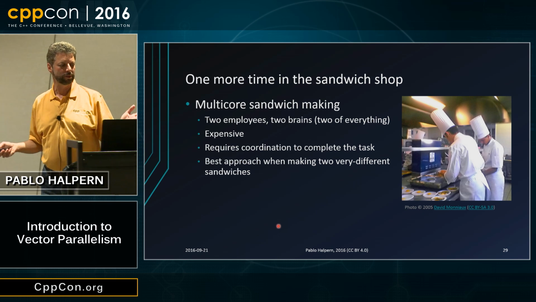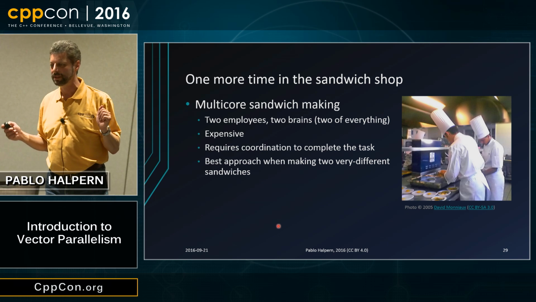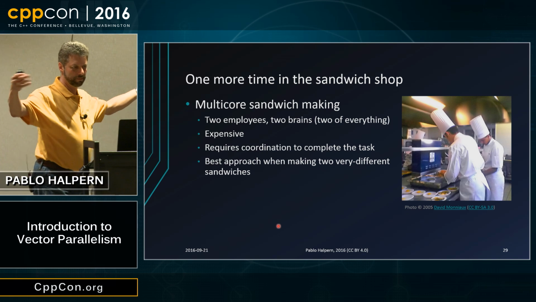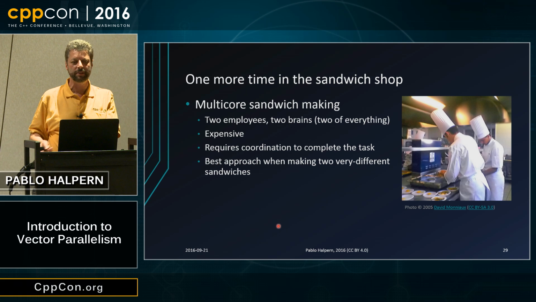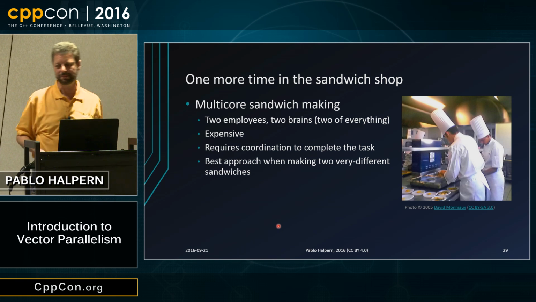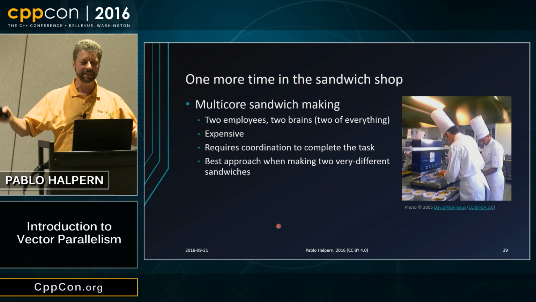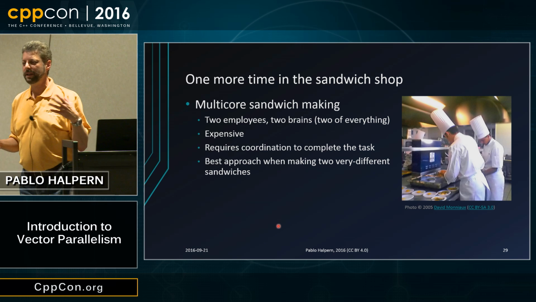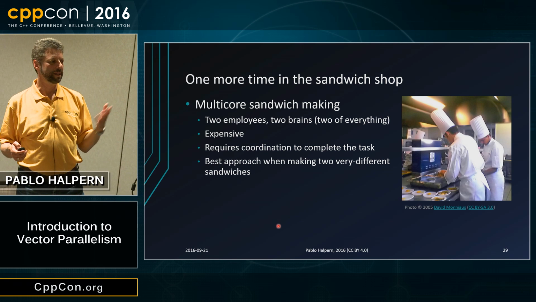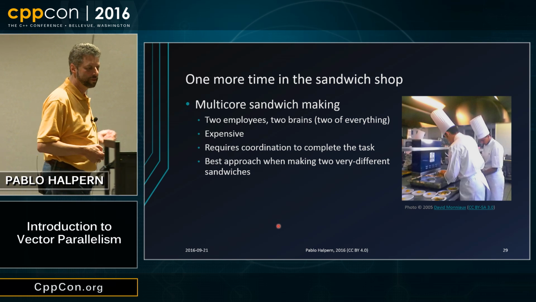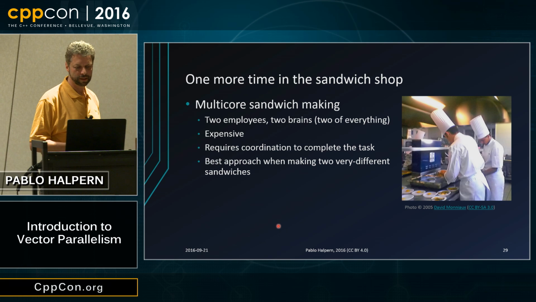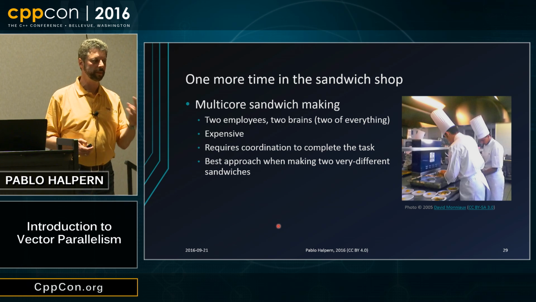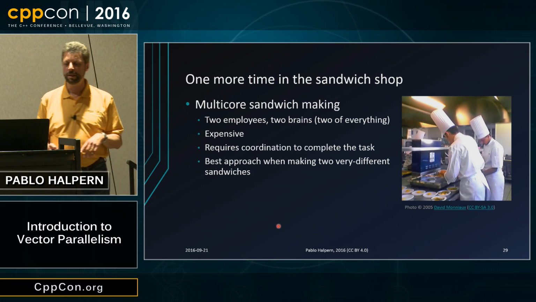So the multi-core approach to sandwich making: two employees, two hands, right? Two hands, but they have to do the same thing. So if you're making two separate sandwiches, you're not getting that much benefit. I mean, we're stretching the analogy a bit. So two employees, they each have their own brain. Think of the brain as like the instruction decoder in the CPU. So you've got two of those. It's expensive. You've got to pay. Now you're filling one order for two sandwiches, and you're paying two employees to do that one order.